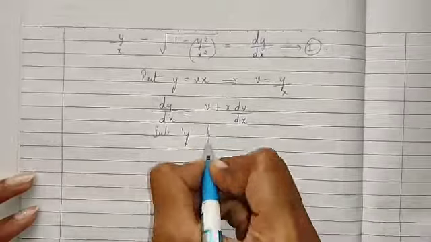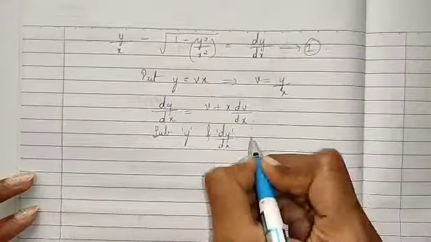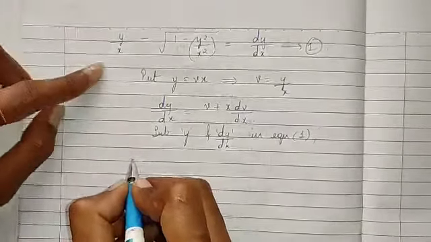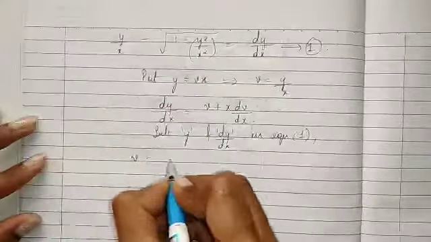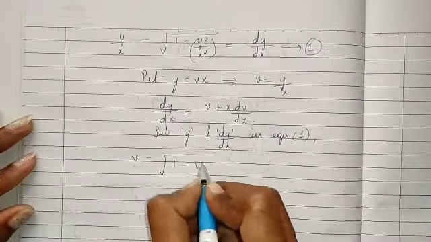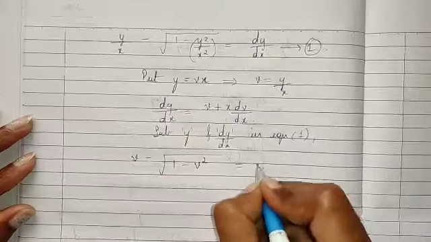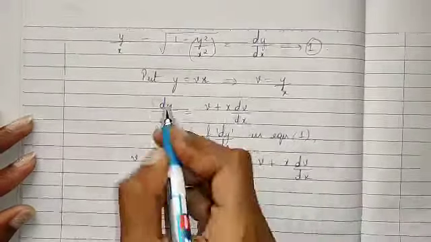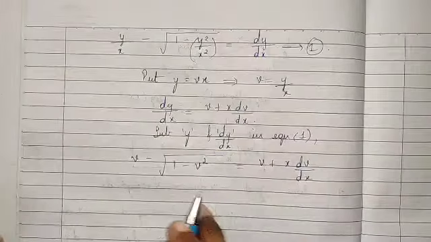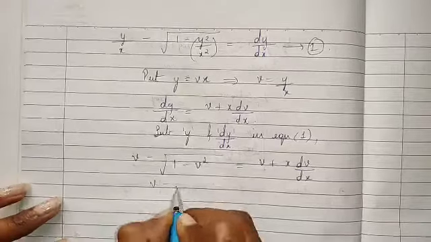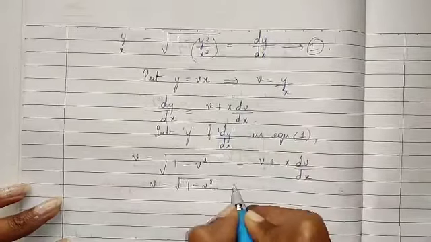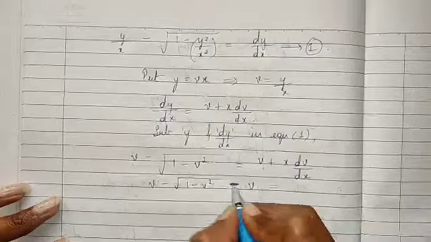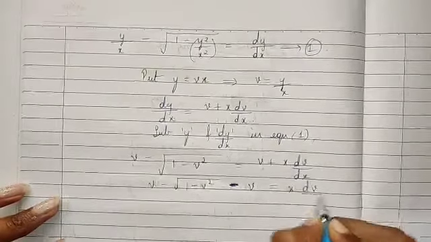Now taking this as equation 1, substituting y and dy by dx in equation 1. What do we get? We have y by x can be written as v, so v minus root of 1 minus v square is equal to v plus x into dv by dx, replacing dy by dx with this. Now segregate v and x terms. So what do we have? V minus root of 1 minus v square minus v, I'll bring this v to the other side, minus v is equal to x into dv by dx.